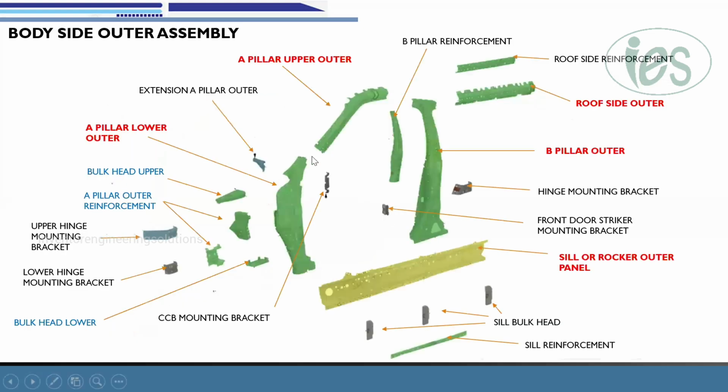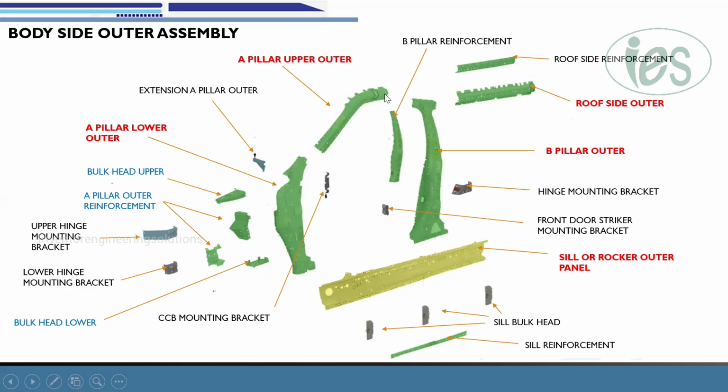So in the BIW outer assembly, we mainly have 5 major assemblies, which is all I have covered. These are the major pillar parts. The first one is the A pillar lower. Since this is the outer assembly, it is the A pillar lower outer. This is the A pillar upper outer. This part is the B pillar outer.